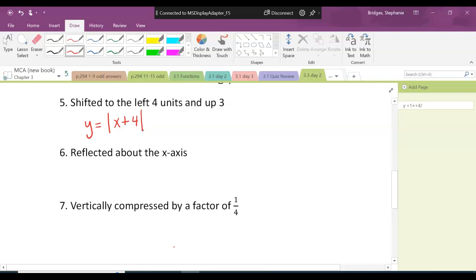Move it up 3. Where is up? Inside or outside? Outside. Is it going to be a plus 3 or a minus 3? Are there any other transformations they want us to use? So that's my answer. Okay. I put the transformations that they described into the equation and wrote a new function.